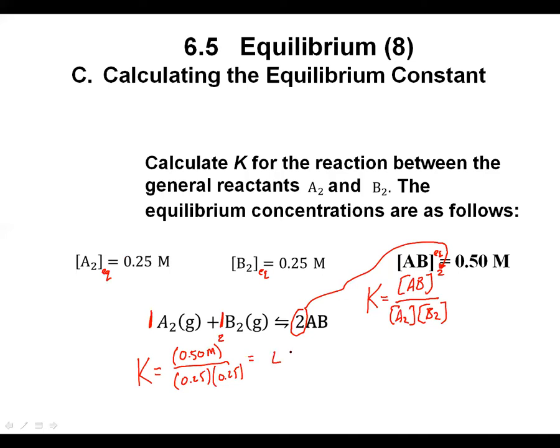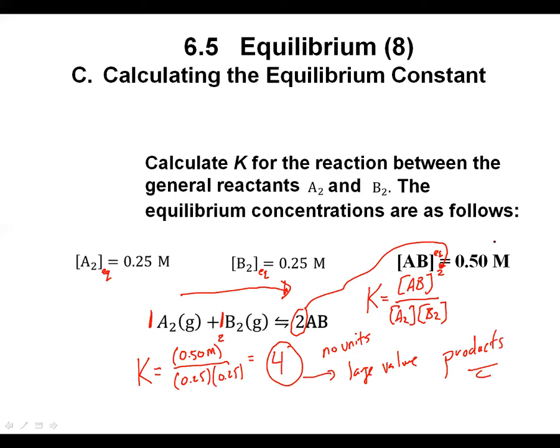Again, when you do calculate K, it's just a number, no units associated with it. This also should tell us that this is a large value of K, above 1, which means when we reach equilibrium, we would expect the equilibrium to be headed in this direction, and we would expect mainly products to be there, because of the large value of K that we see in this case. Any questions on that there?